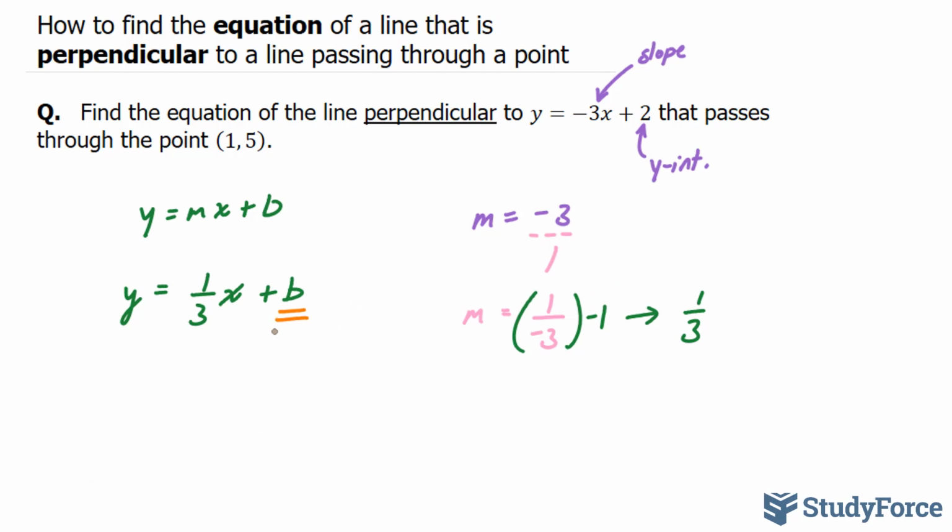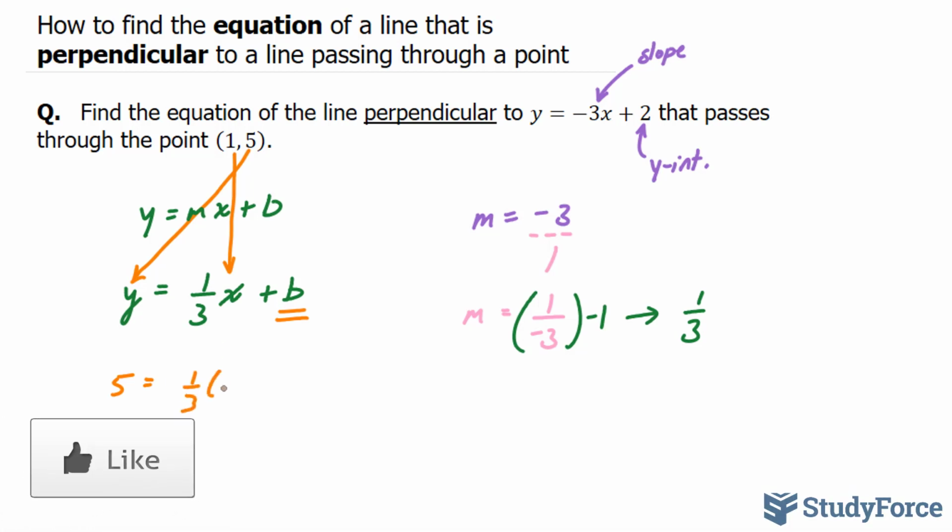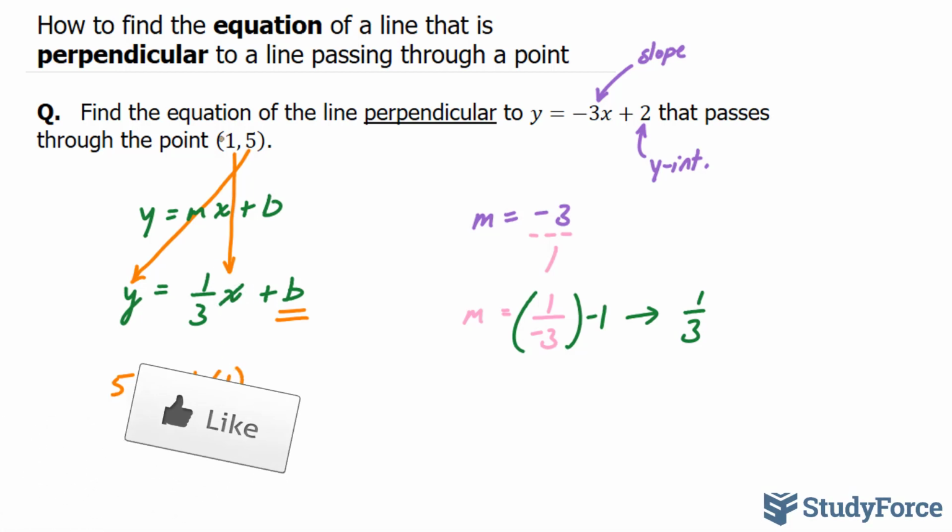And to do that, we will use the point that they gave us. The point that they gave us has the coordinates of 1 for the x and 5 for the y. So I'll place this 1 into here, and I'll place this 5 into here, and then solve for b. Here's how. 5 is equal to 1 over 3 times 1. I replace this x with the 1 plus b. 1 over 3 times 1 is 1 over 3.